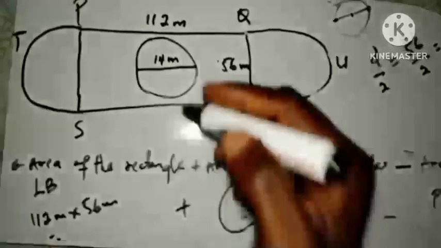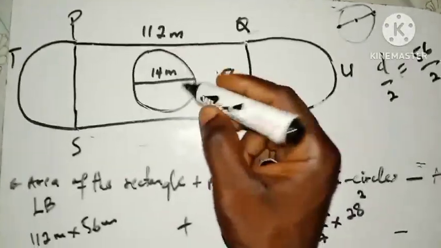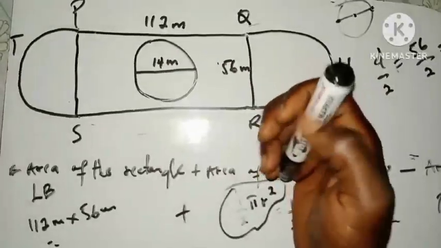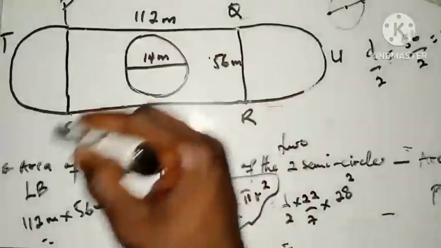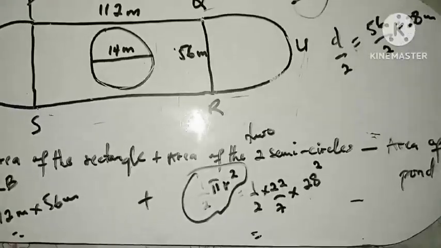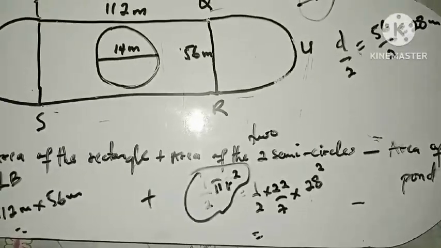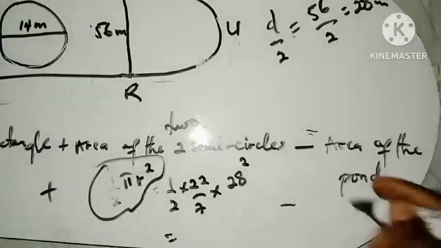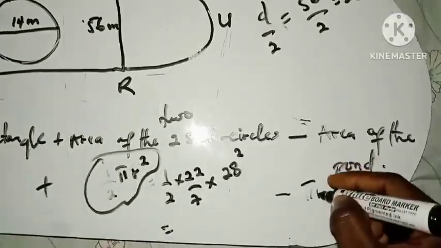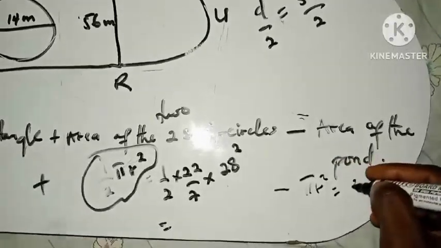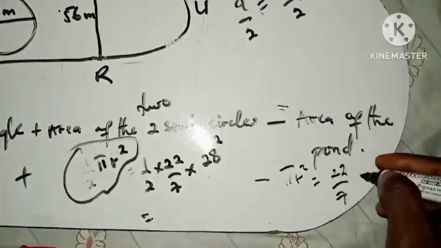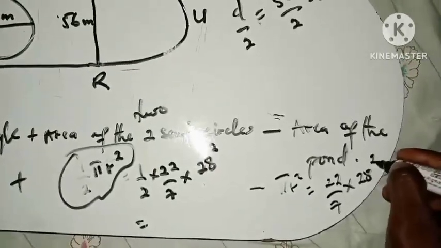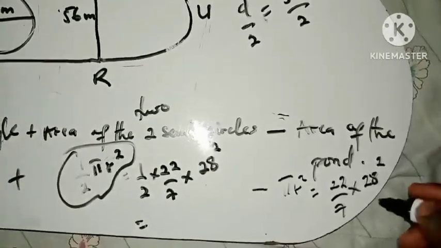Which shape does this point look like? That is very tricky, but it's very simple if you know your shapes. This is just going to be a circle, right? So minus the area of this circle. What is the area of a circle? We've already said that it is just pi r squared, which is going to be 22 on 7, and then multiply by the radius, which is 28 squared, right?